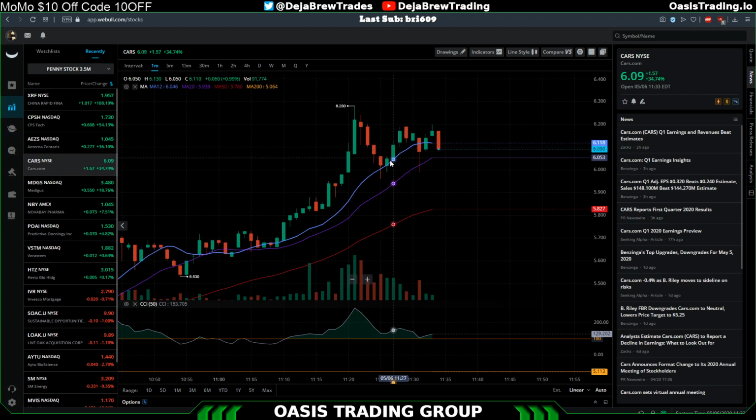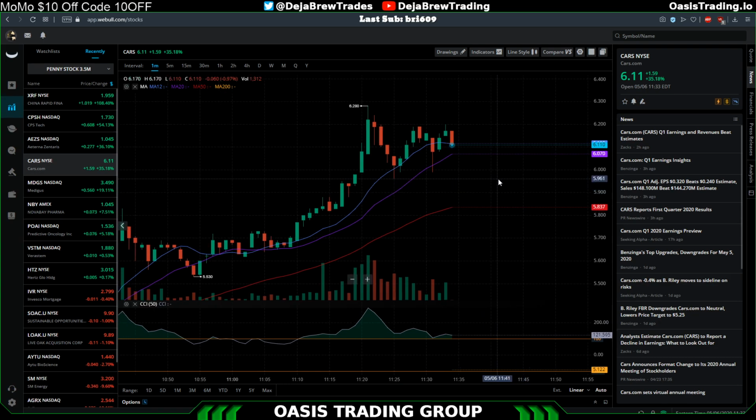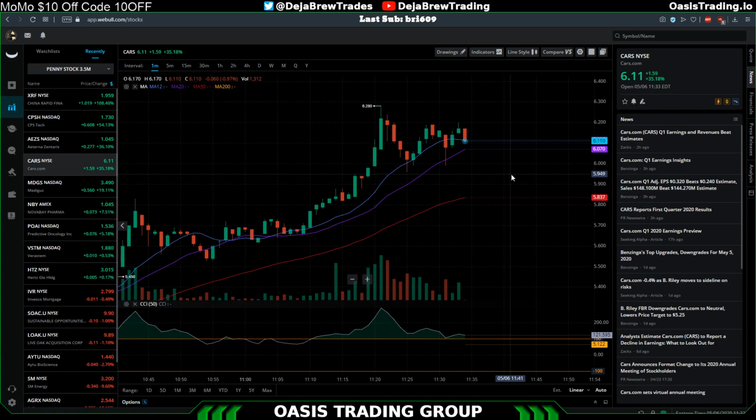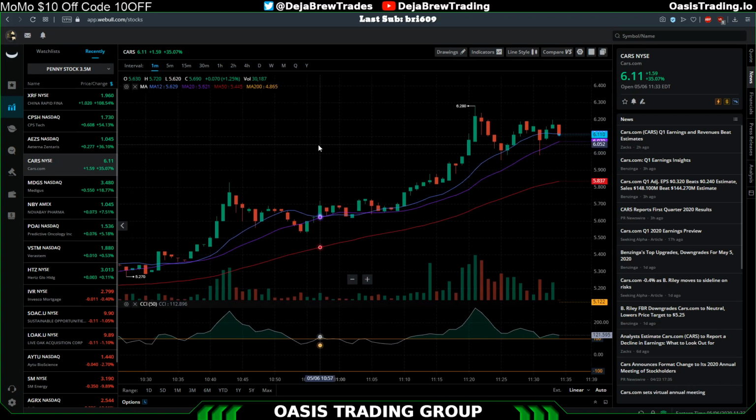If you use the technique to close below the 12, you would have closed either on the wicks here or the close here. Now we'll see if this breaks out here. That would have either faked you out or it would have been a good close. Typically, if you are holding on to your shares for a breakout and you get very far away from your short-term moving averages, you typically want to take profit. That's just a standard price action technique.